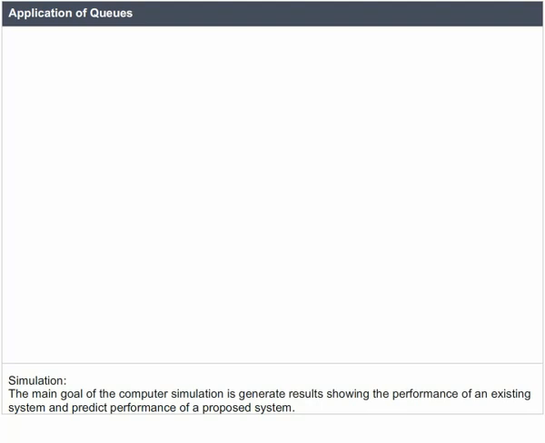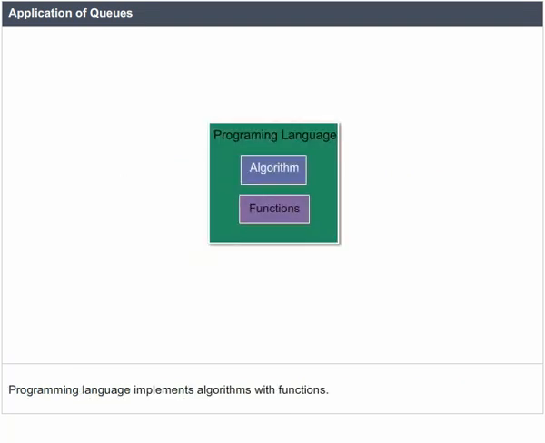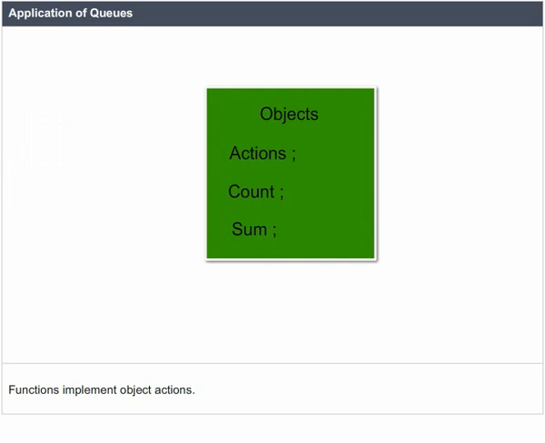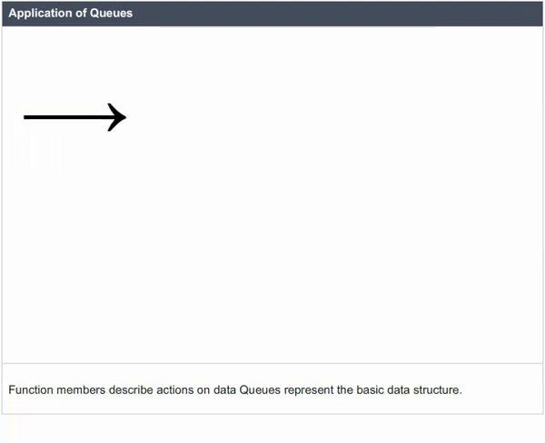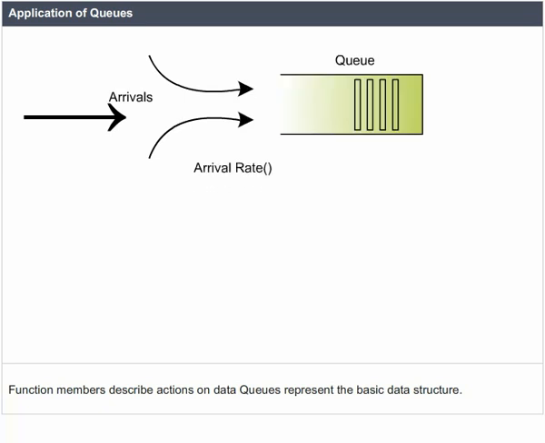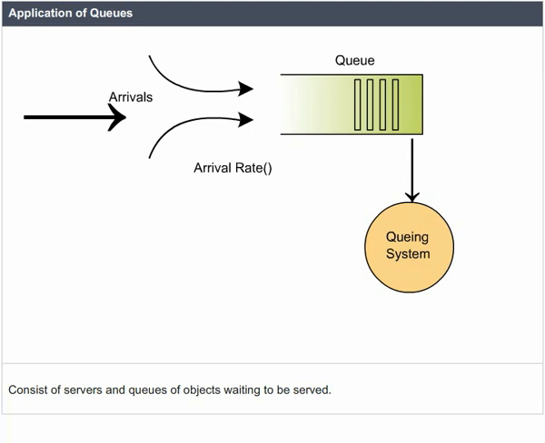Applications of queue. Simulation. The main goal of the computer simulation is to generate results showing the performance of an existing system and predict performance of a proposed system. Programming language implements algorithms with functions. Functions implement object actions. Objects represented as classes. Class member variables describe object properties. Function members describe actions on data. Queues represent the basic data structure. Queues of the objects are waiting to be served by various servers. Consist of servers and queues of objects waiting to be served.